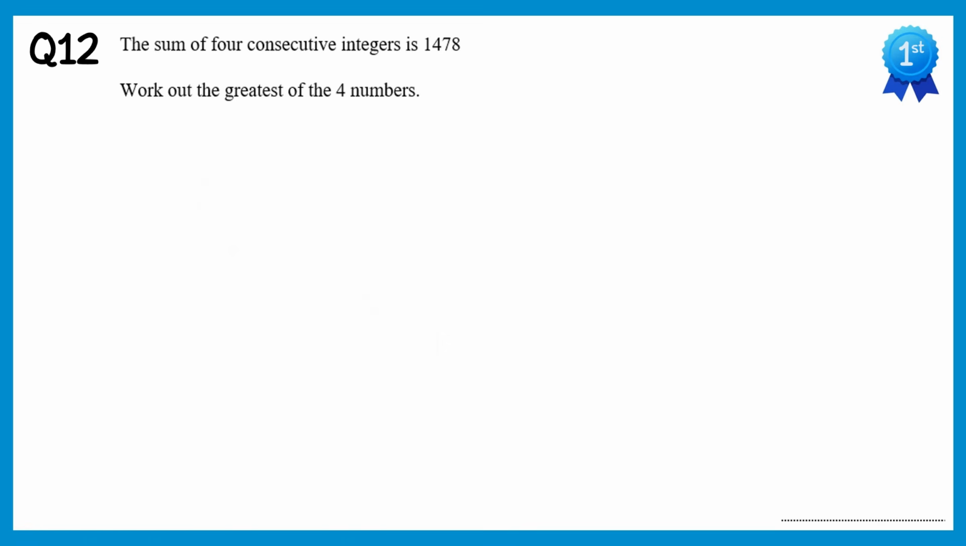In this question, we've been told the sum of 4 consecutive integers is 1478. Integers are just whole numbers, and the word consecutive means they're one after the other. We need to work out the greatest of these 4 numbers. So let's call the first of these numbers n. Since they're consecutive, the next one would be n plus 1 since it's one more. The one after this will be n plus 2, and then n plus 3.